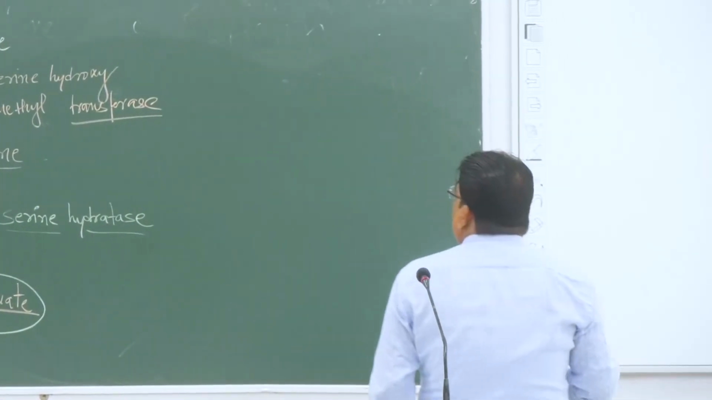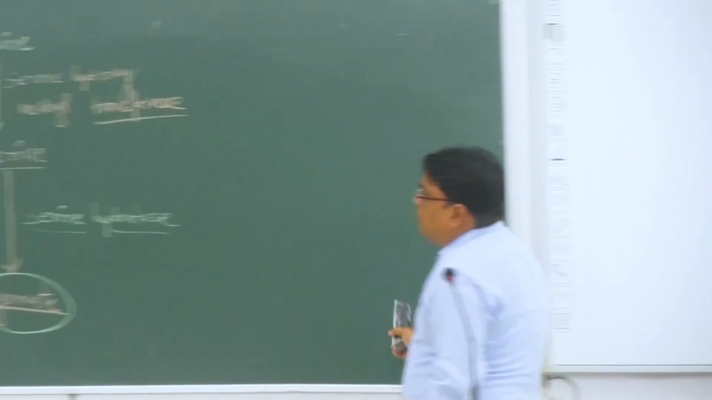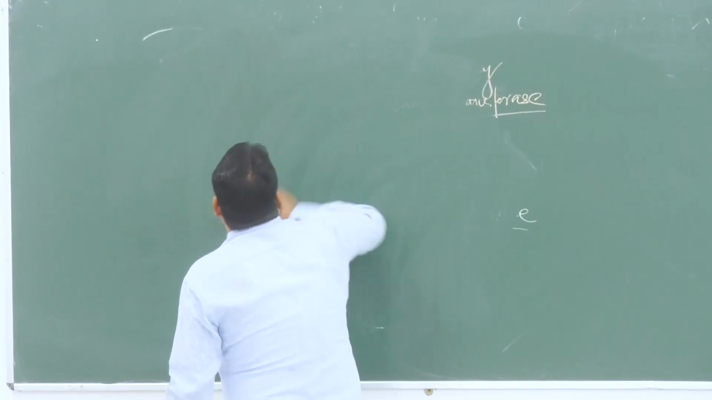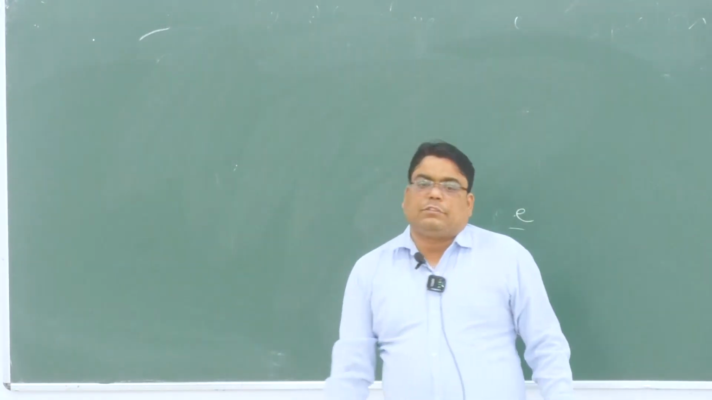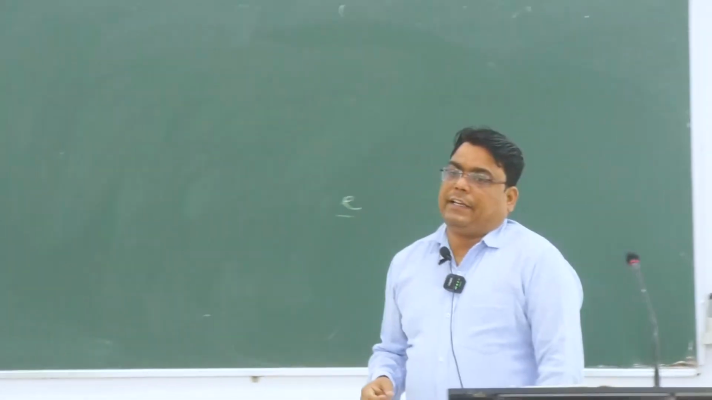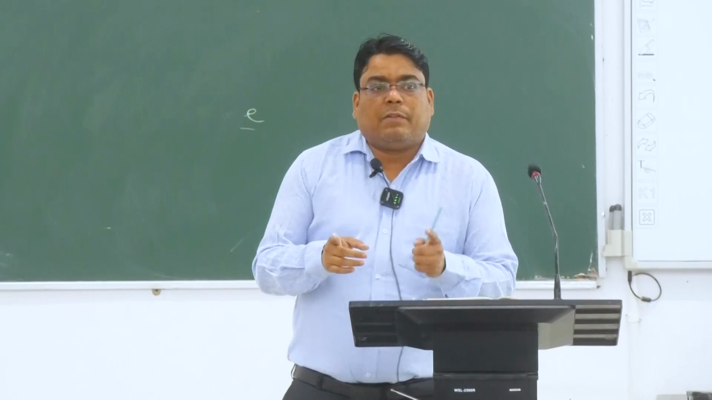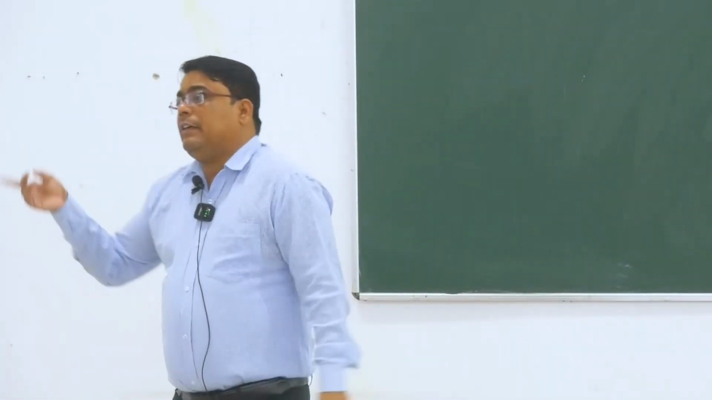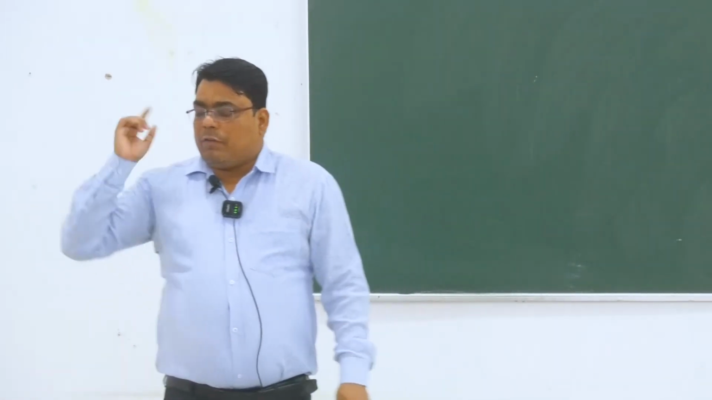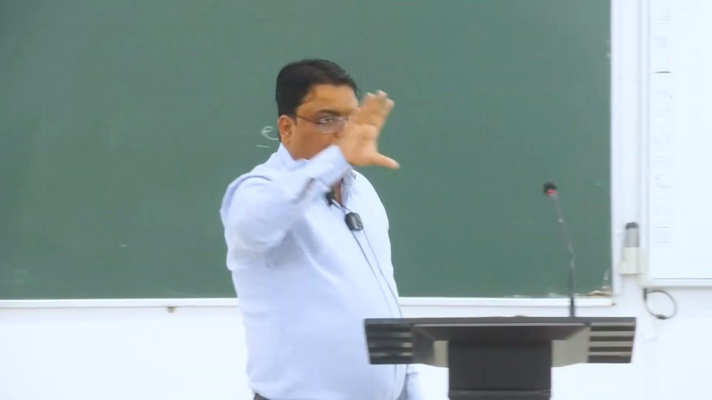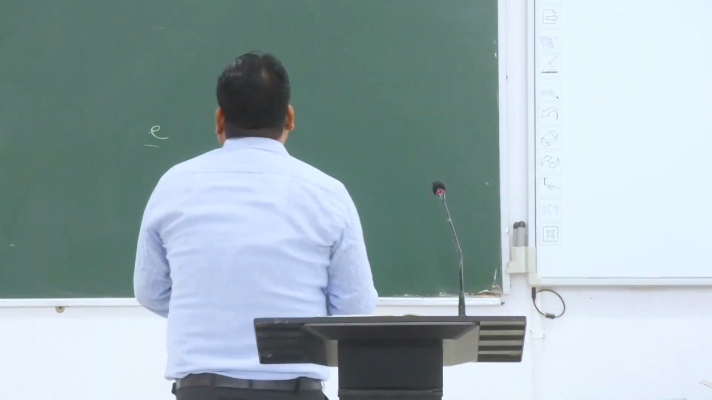Now, the next one is threonine. In amino acid metabolism, the important point is which type of reaction this is. This is a transamination reaction, and a transamination reaction always depends on PLP, pyridoxal phosphate, a vitamin dependent enzyme. So always keep in your mind, transamination always depends on pyridoxal phosphate for its catalytic activity. Okay, now threonine.